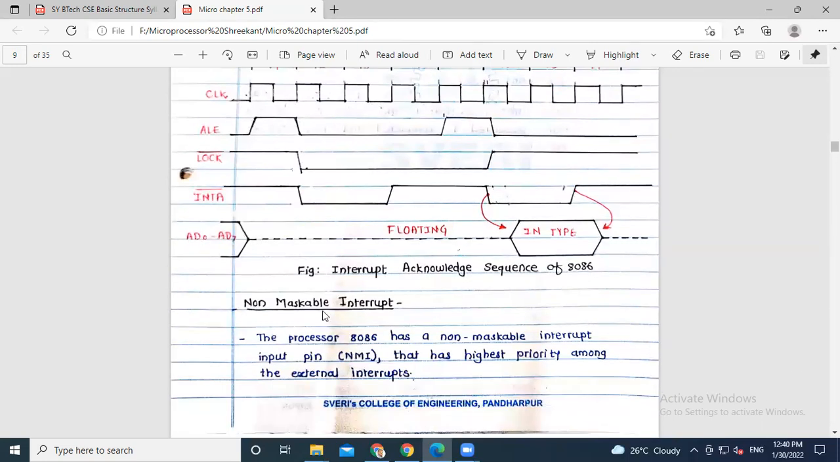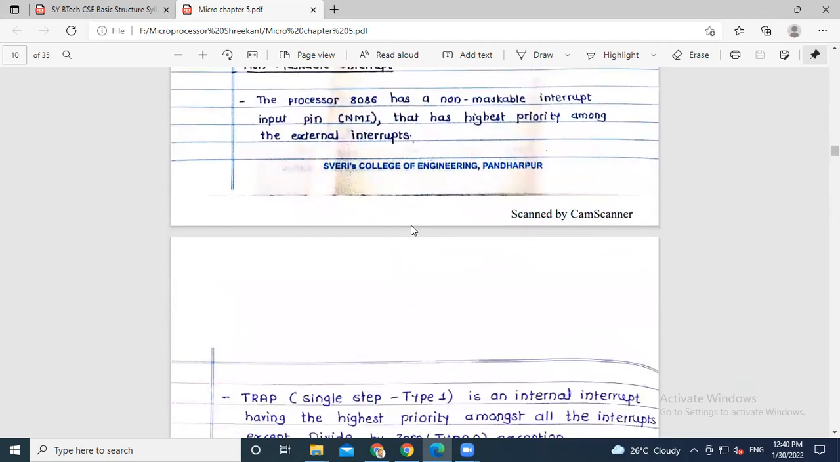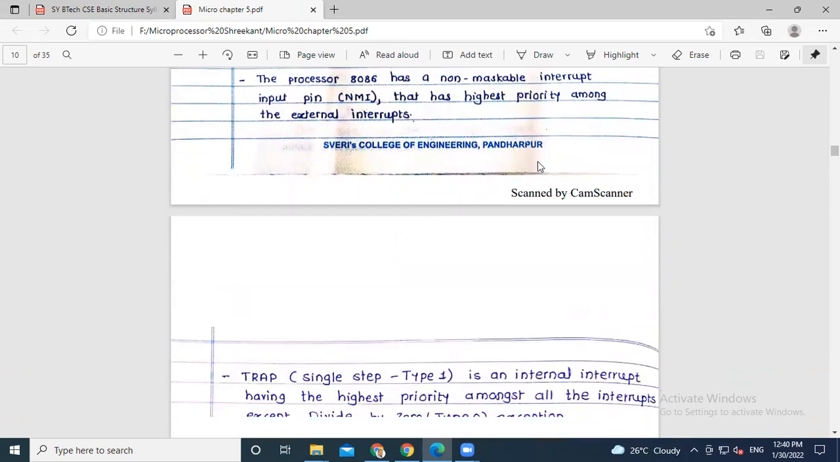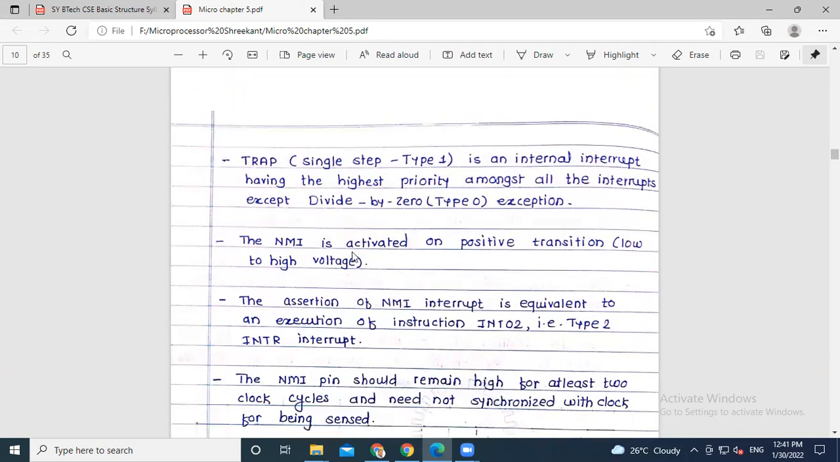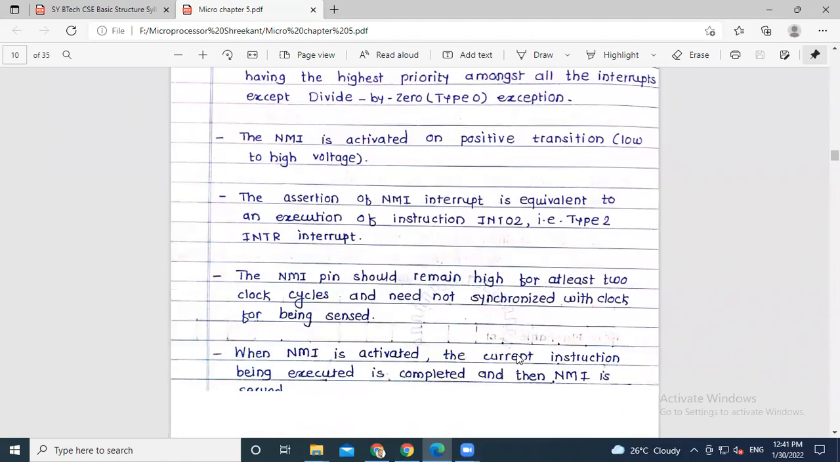Now, for the non-maskable interrupt, the 8086 processor has the input pin NMI, which has the highest priority among the external interrupts. The trap is an internal interrupt having the highest priority among all the interrupts. We use type 1 for the trap, and it is used for the divide by 0 exception. Exceptions means abnormality. The non-maskable interrupt is activated on a positive transition, and it is equivalent to the execution of a type 2 interrupt instruction.